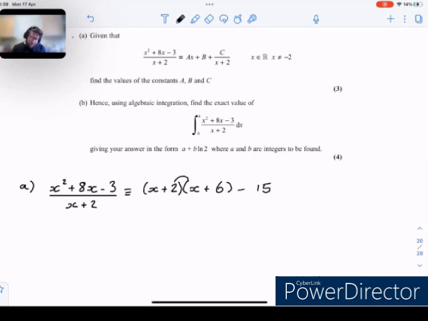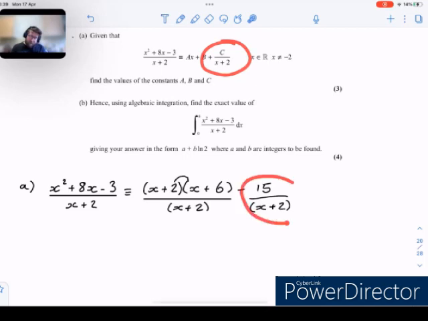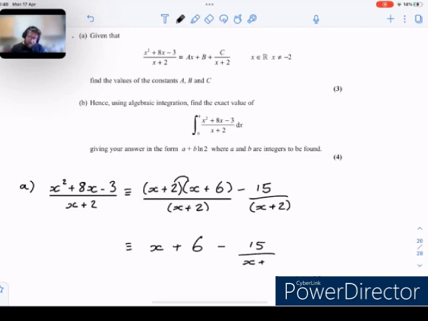Now, I'm going to split it into two fractions. Both of these are over x plus 2. And look, we're already part way there. We wanted to get something over x plus 2, and we've got that. And we've also got the x plus 2 cancelling here. So we're left with x plus 6 minus 15 over x plus 2.